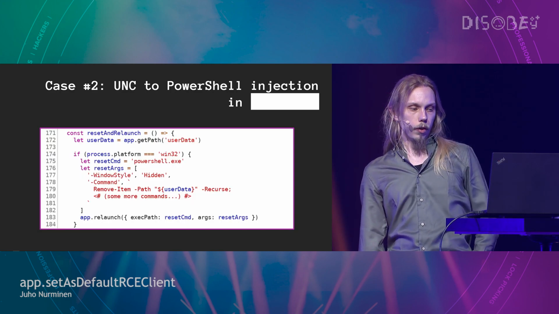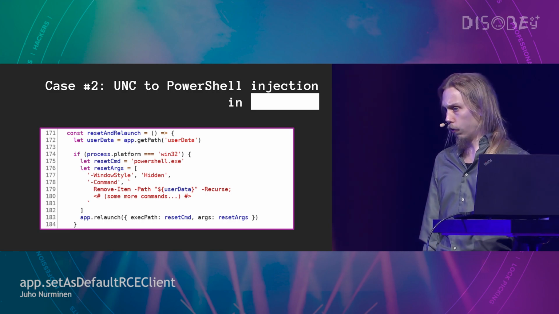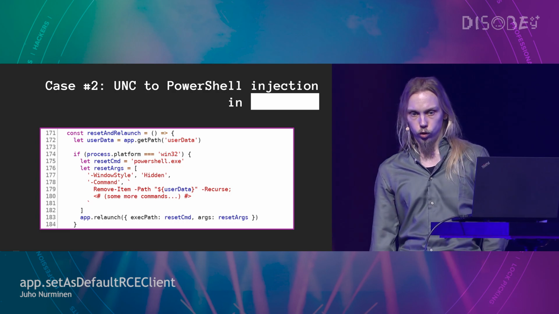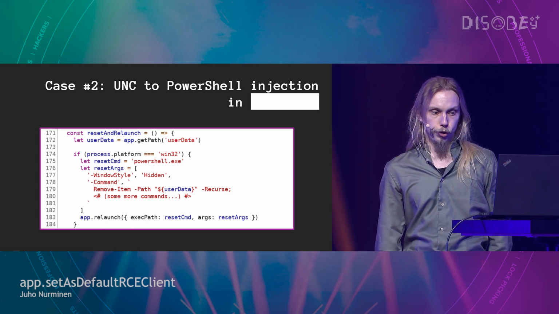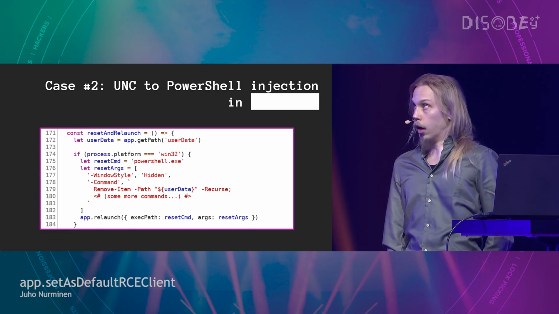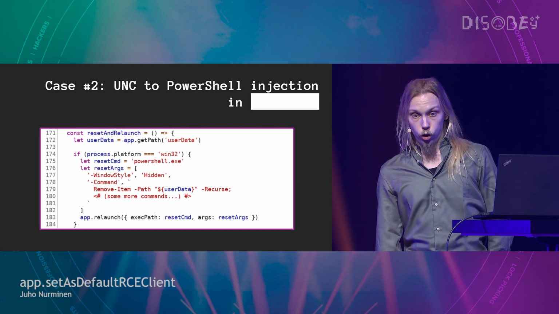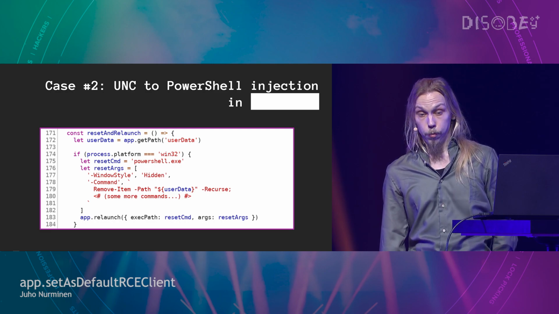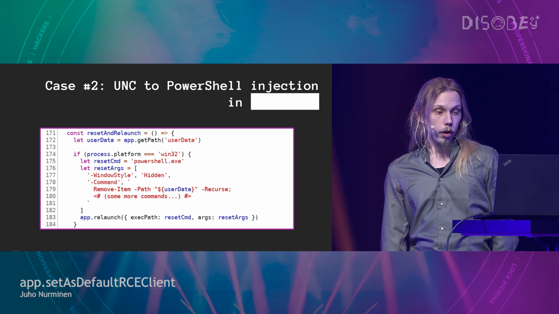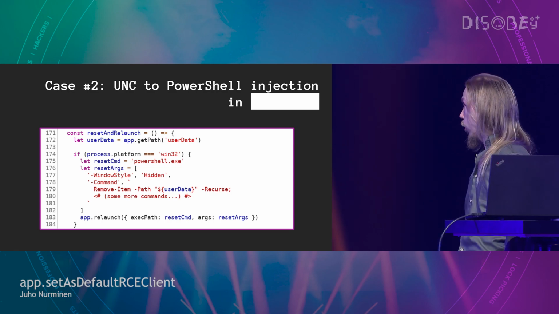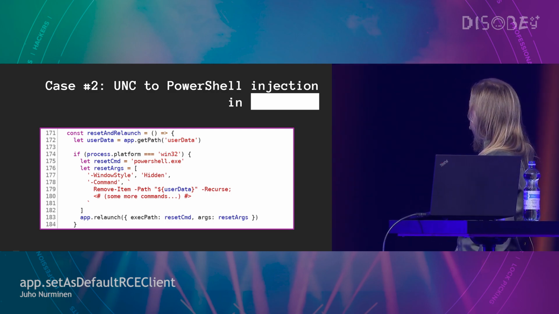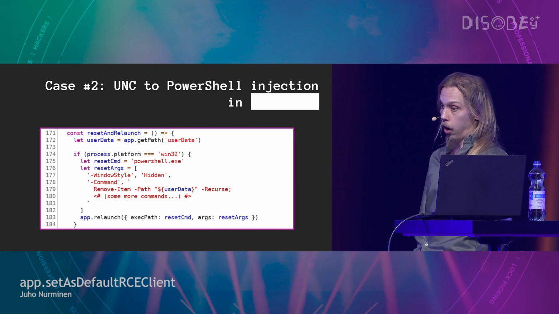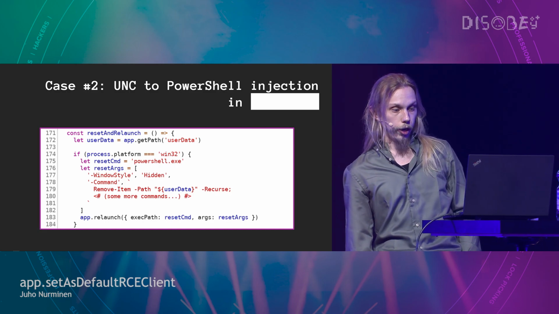So this is a screenshot of the cleanup code, the task that the application was doing in the user data directory. This is taken from the debugger, but I've had to slightly alter the code so as not to reveal the name of the application. It's pretty easy to spot the injection vulnerability here, since user data, the name of the directory, is passed directly to a PowerShell command.